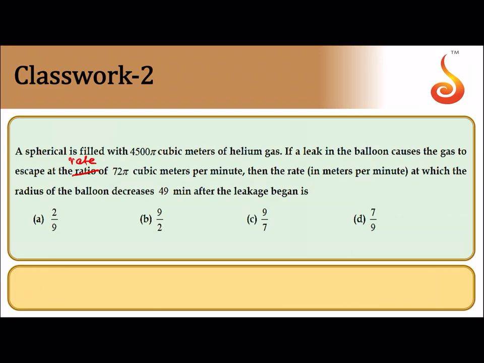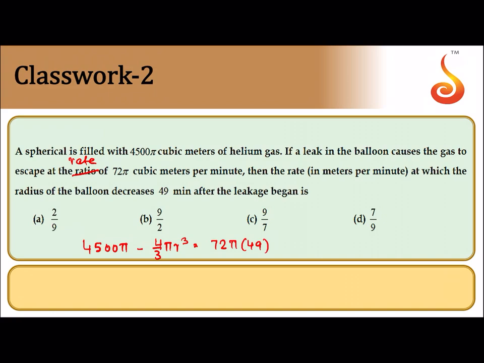Example 2. A spherical balloon is filled with 4500 pi cubic meters of helium gas. If a leak in the balloon causes the gas to escape at a rate of 72 pi cubic meters per minute, it is not ratio, it is rate, then find the rate at which the radius of the balloon decreases in 49 minutes.